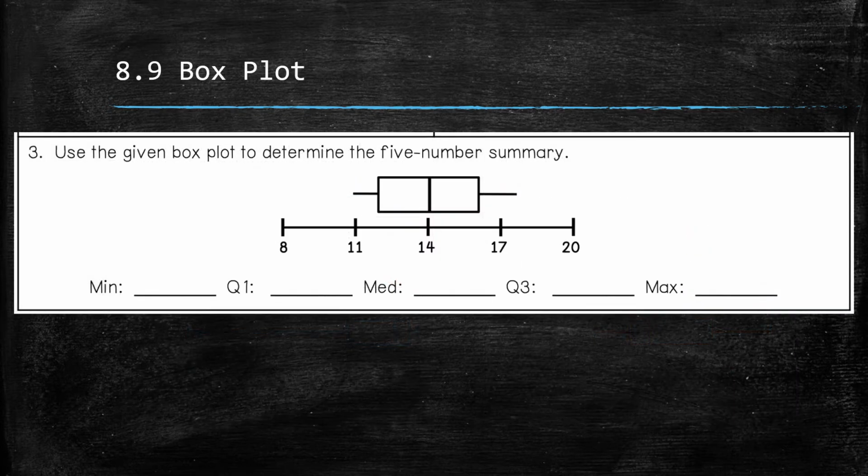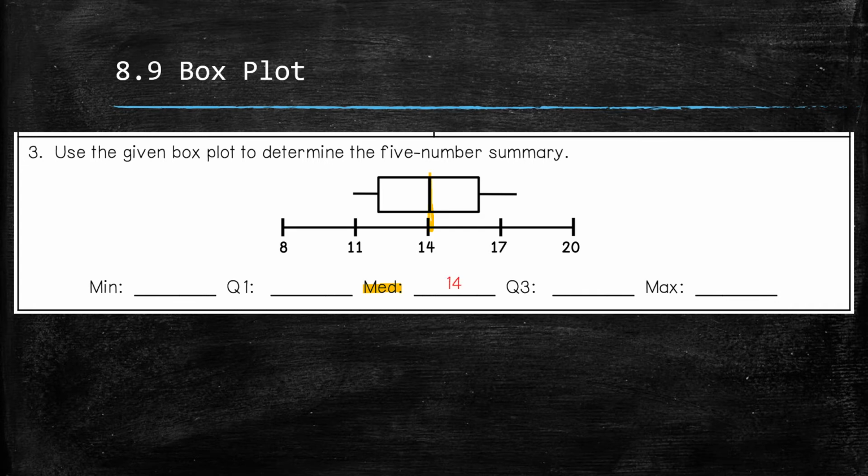Now we have a box and whisker plot, and we're going to work backwards to get our 5 number summary points. You can start anywhere when you're looking at your box and whisker plot to get those minimum, maximum, Q1, Q2, and Q3. But I like to start with Q2, the median, and that is in the side of my box, and it looks like it's right on 14.